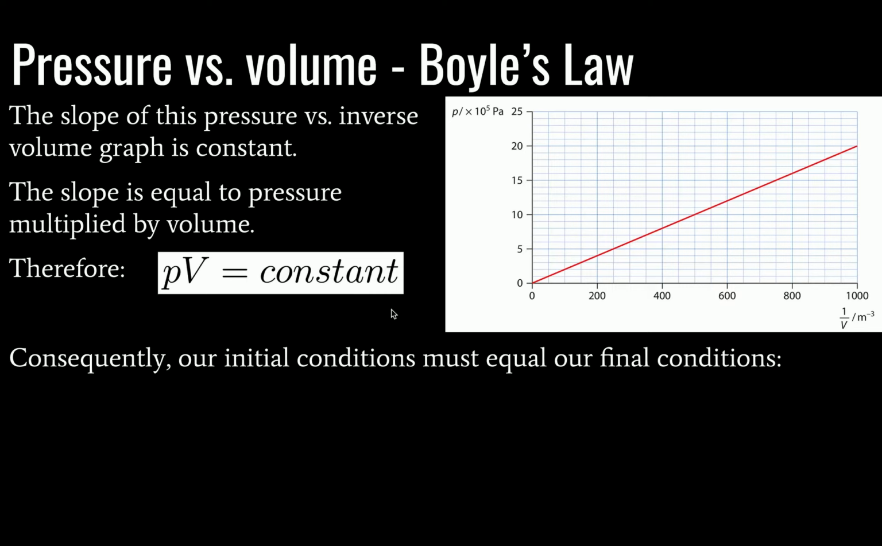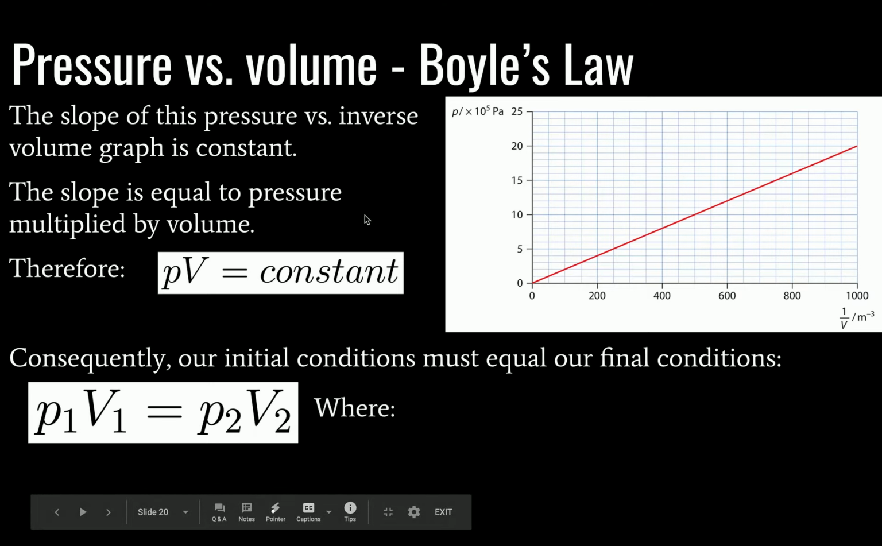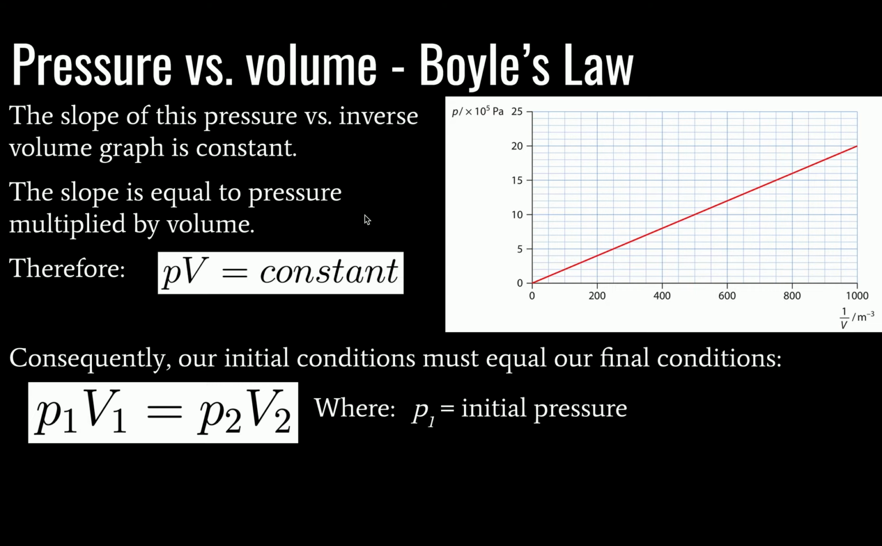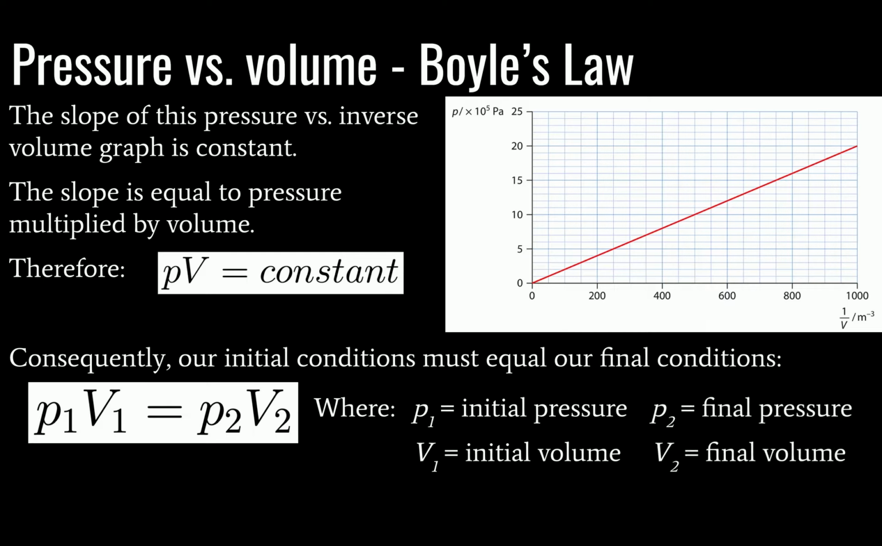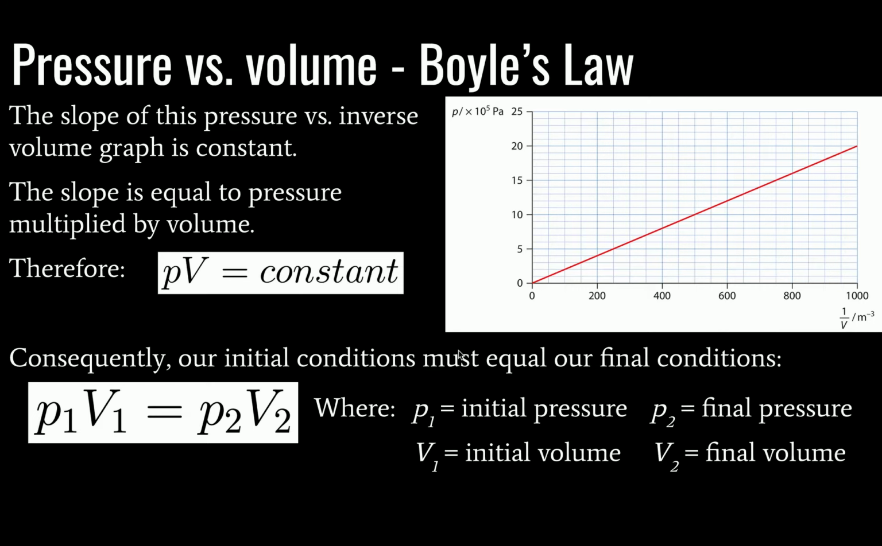Okay, this is very, very important for IB physics. If this is true, these two things are constant, then our initial conditions must equal our final conditions. Okay, so what that looks like is this, and let's define our variables. P sub 1 is initial pressure, V sub 1 is initial volume, P sub 2 is final pressure, and V sub 2 is equal to final volume. So now, if you know any three of these variables, you can find the fourth variable. Okay, very convenient.